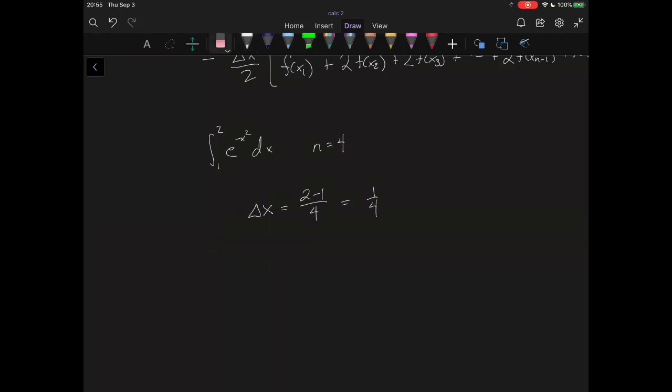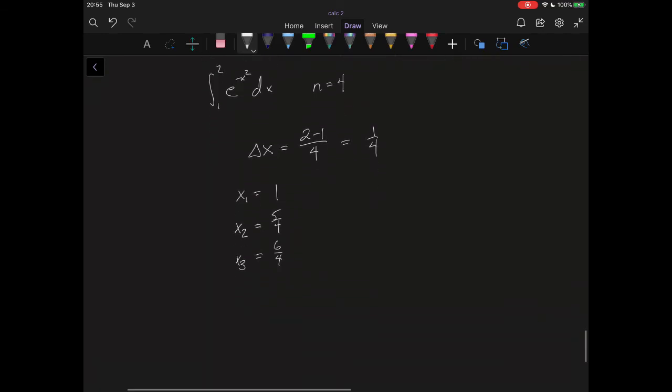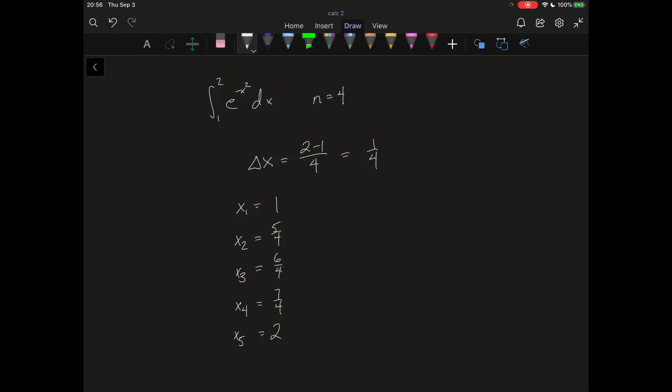So we know what x1 is. x1 is going to be 1. x2 is going to be 5/4. x3 is going to be 6/4. x4 is going to be 7/4. And our last point, which is our end point, is going to be 2. Now notice that there's one more point because we have to take into account the endpoints here.